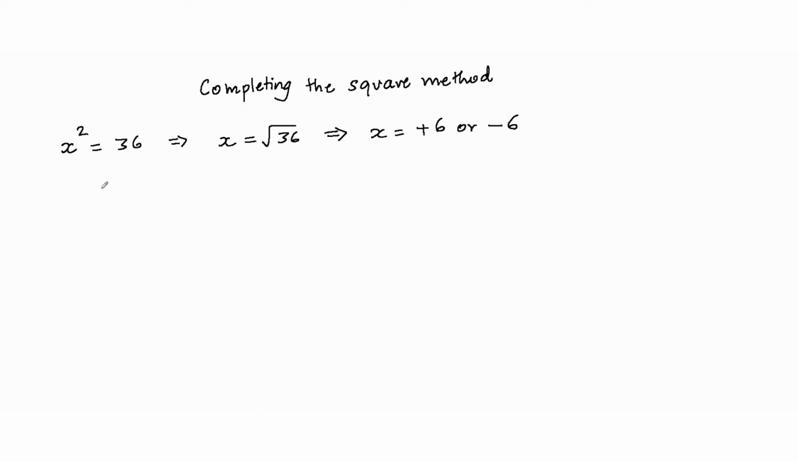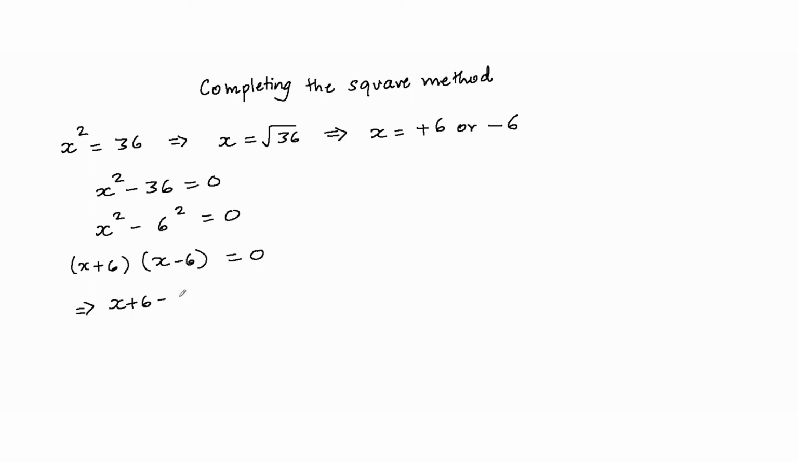There's another way of solving the same question. X square equal to 36, so I can write x square minus 36 is equal to 0. X square minus 36 can be factorized as x square minus 6 square is equal to 0. And x square minus 6 square can be written as x plus 6 multiplied by x minus 6 equal to 0, which implies either x plus 6 is 0 or x minus 6 is 0, which means x is either minus 6 or x is equal to positive 6.